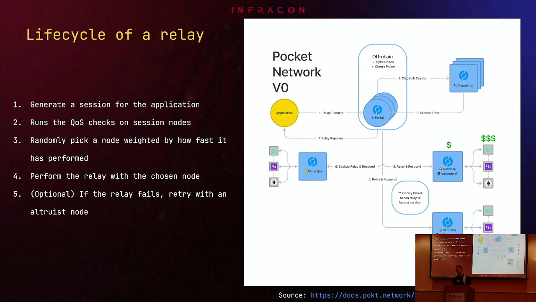There's also one last optional step that may or may not happen, and that is when the relay actually fails for any reason. So we then try to do the relay again with an altruist node. An altruist node is no more than a set of Pocket nodes that we use in order to perform relay responses as a backup. One thing important to point out about those is that the altruist nodes are not actually staking on the Pocket blockchain. They don't earn any kind of rewards. They're simply there to serve as a backup if a relay actually fails for whatever reason.